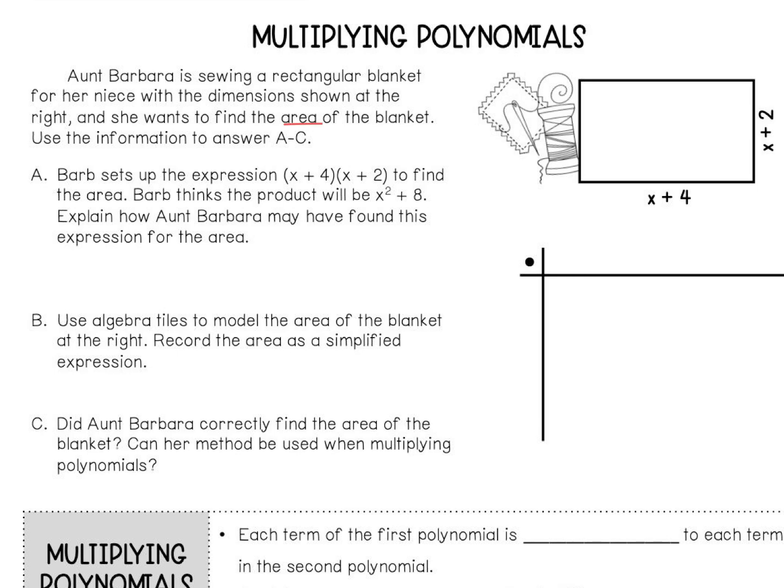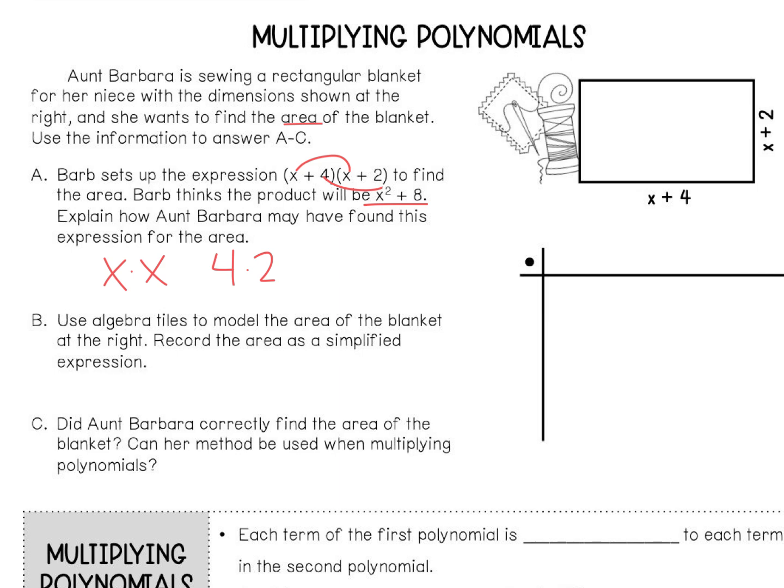She thinks the product will be x squared plus 8. So we're going to talk about how she might have gotten this. What do you think she did? I'm going to tell you that is not correct. I think she did x times x and 4 times 2. Yes, I would say so. That is not how we do this, so we're going to talk about how to fix that today.